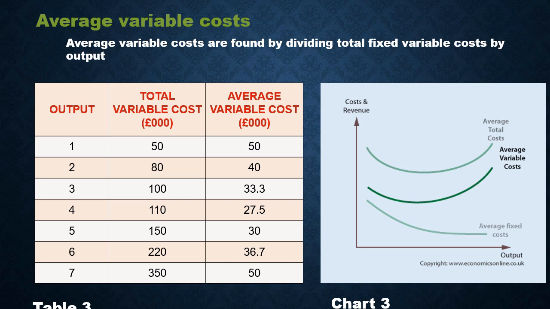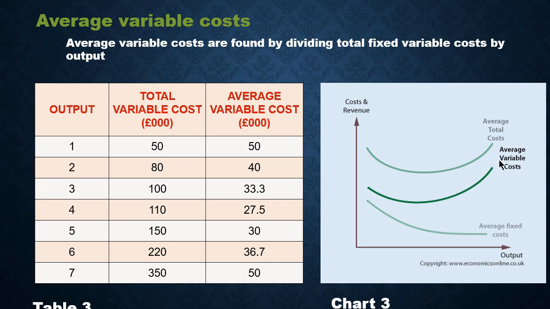So the next graph and tables are the average variable cost. Average variable cost is found by dividing the total variable cost by output. So this is the average variable cost, and it is the result of dividing the total variable cost by output. Same as the average fixed cost, if we increase the output, the average variable cost will also lower and lower.